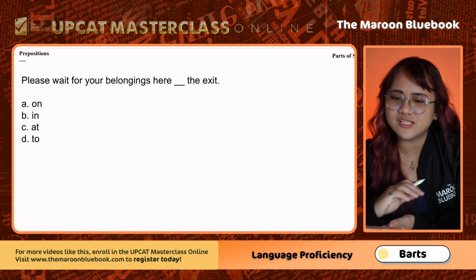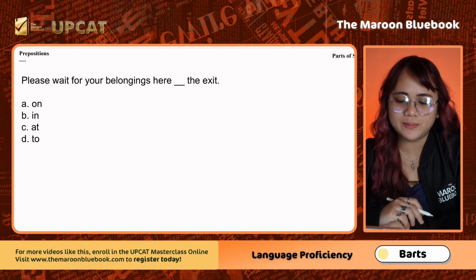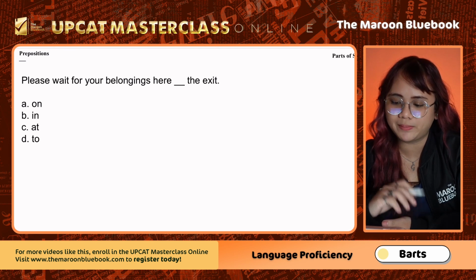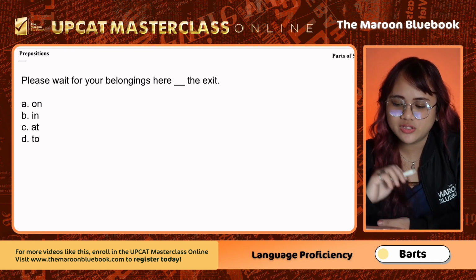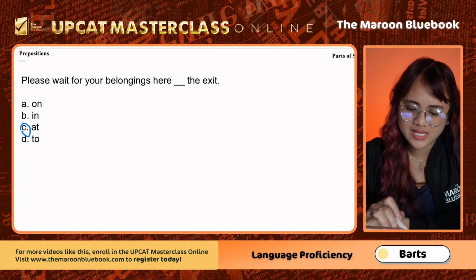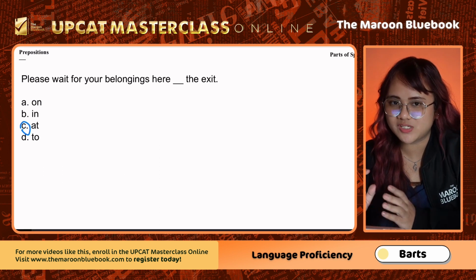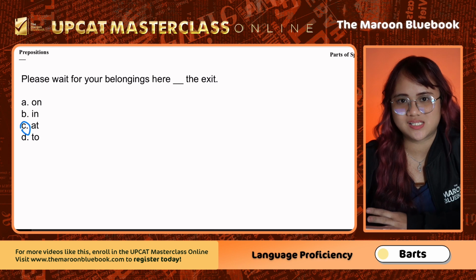Now for this last question about prepositions, please wait for your belongings here, blank the exit. So the correct preposition to use is at because of the specific location, the exit.